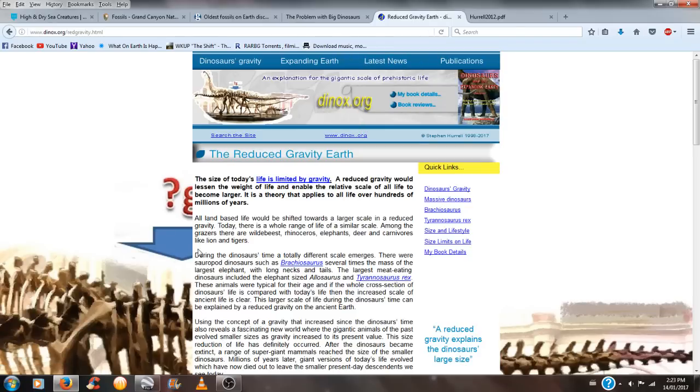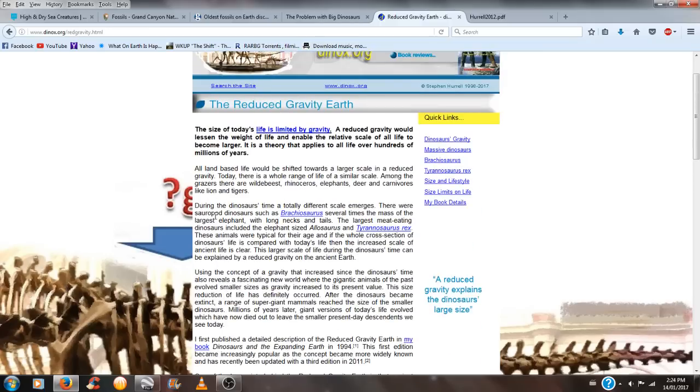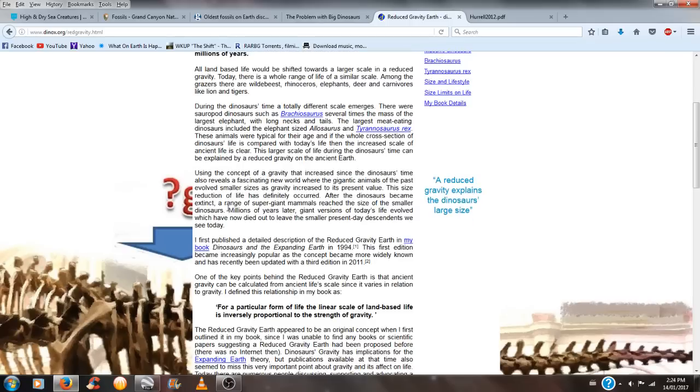Okay, and here we have dinox.org, and they break this down really well in a few papers here. And Dinosaurs and the Expanding Earth is a book that you can buy to read about it. And let me read something here.